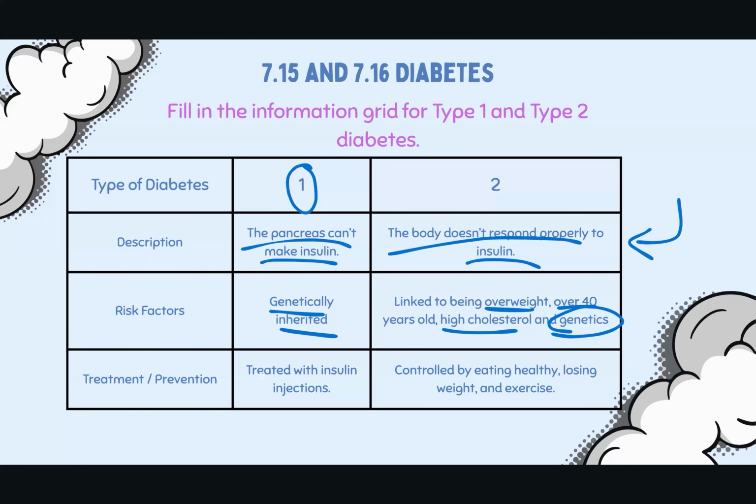Now, treatment and prevention. Type 1 can be treated with insulin injections. Type 2 is controlled by eating healthy, losing weight, and exercise. So type 2 can come under complete control. And it's something that I've come across. People that became diabetic with type 2 diabetes in their 40s, and they spent a couple of years doing a lot of exercising, sorting their diet out, and now the type 2 diabetes is almost not there. It's still there in some respect because it's not going to just go away, but they've controlled it. They're really, really healthy again.